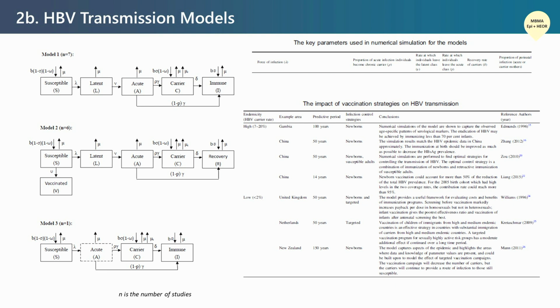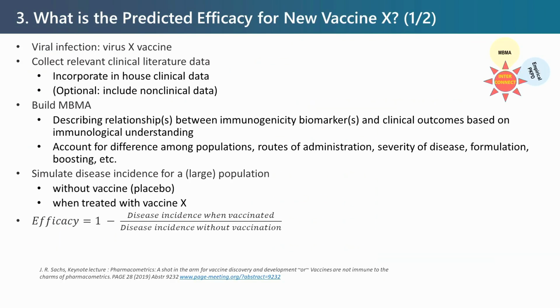The table here shows how different types of models are based on the availability of data and also, for example, based on the number of trials, and the evaluations of the prediction are also shown in this table. In our third example, we predict the efficacy of a new vaccine X. First, literature data from clinical sources were collected. This data, together with the in-house data, were used as input to develop an MBMA model, which included both vaccine and placebo data. Optionally, we could have included non-clinical data to support model development.